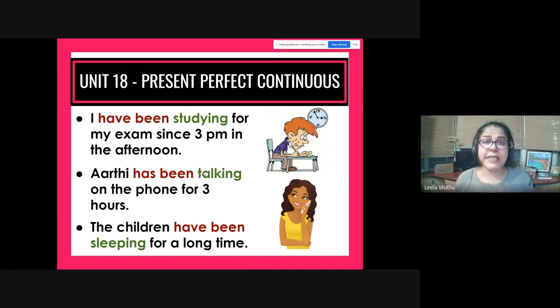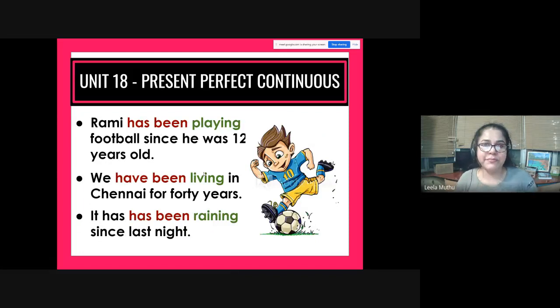The children have been sleeping for a long time. The action happened in the past. It is still continuing. That's why it is present perfect continuous. Even right now, they are still sleeping. Okay, so the children have been sleeping for a long time. So when you see has been or have been, you know it is present perfect continuous when it is followed by the ing form of the verb.